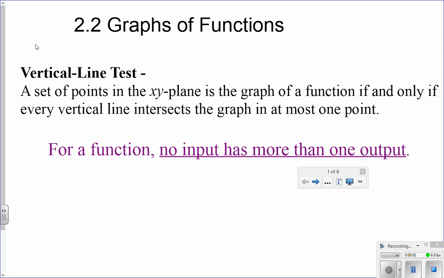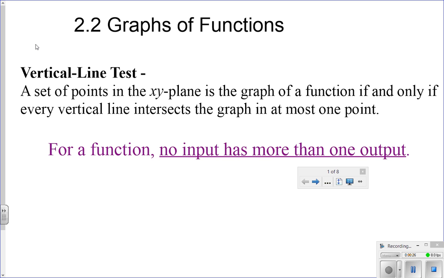All right, mathletes, here's 2.2 graphs of functions. So we've talked about our vertical line test. Vertical line test: a set of points in the xy plane is the graph of a function if and only if every vertical line intersects the graph in at most one point. So when we're talking about graphs and identifying functions, we can do the vertical line test.